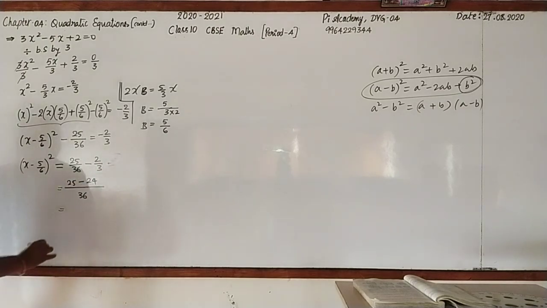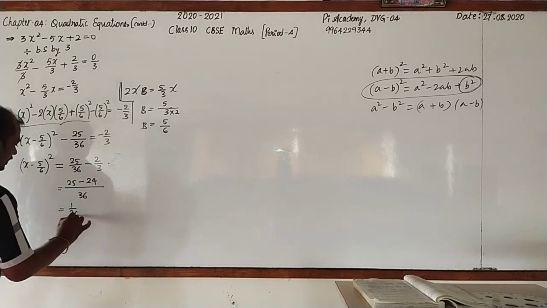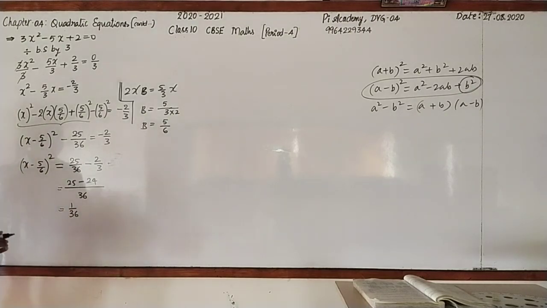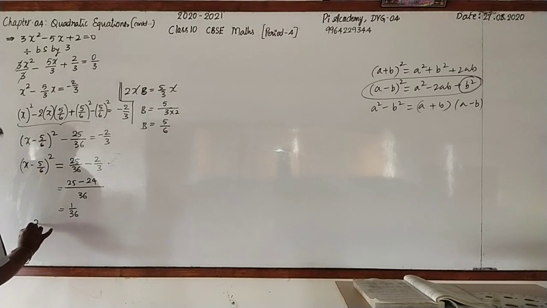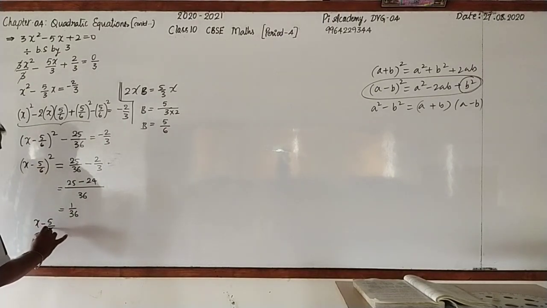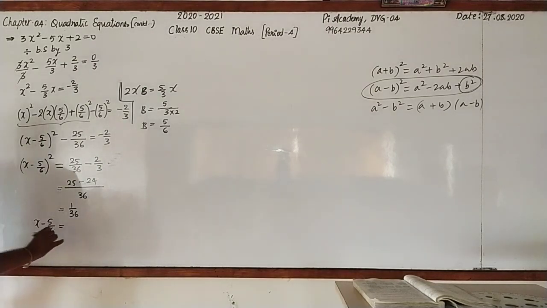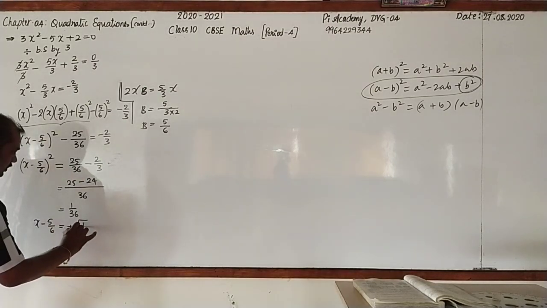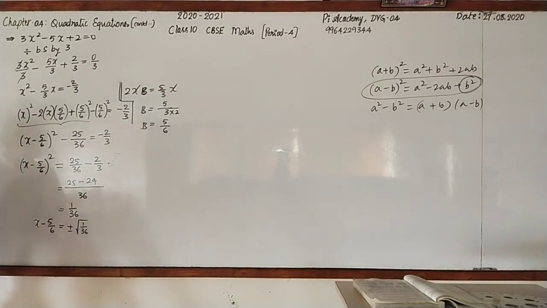25 minus 24 is 1, so 1 by 36. Next, we want x only. Hence, I'll write it first and remove the square. x minus 5 by 6 is equal to plus or minus the square root of 1 by 36.